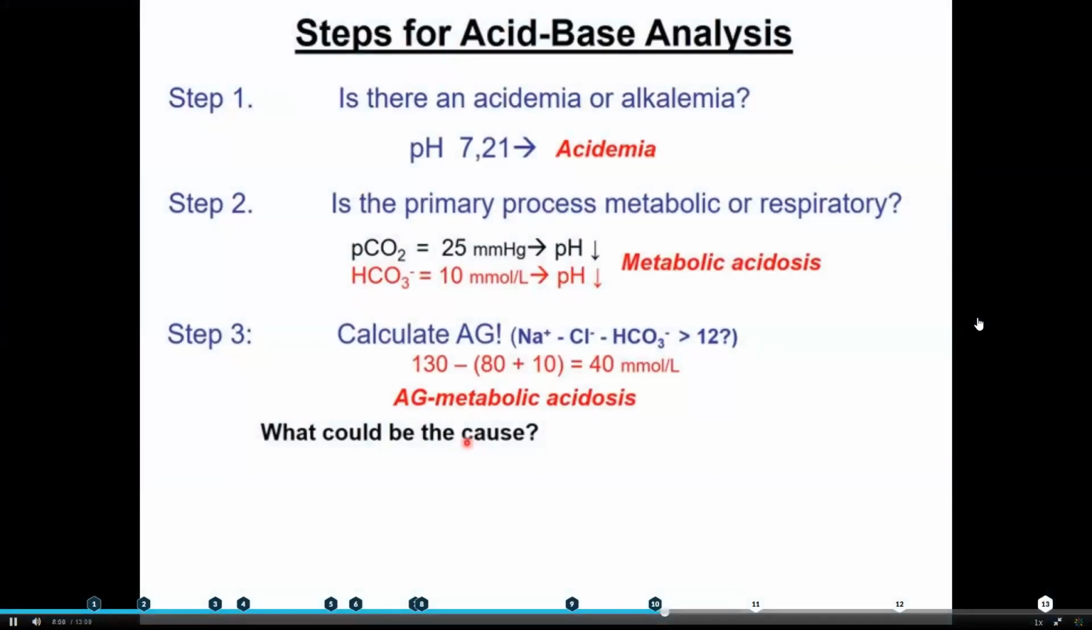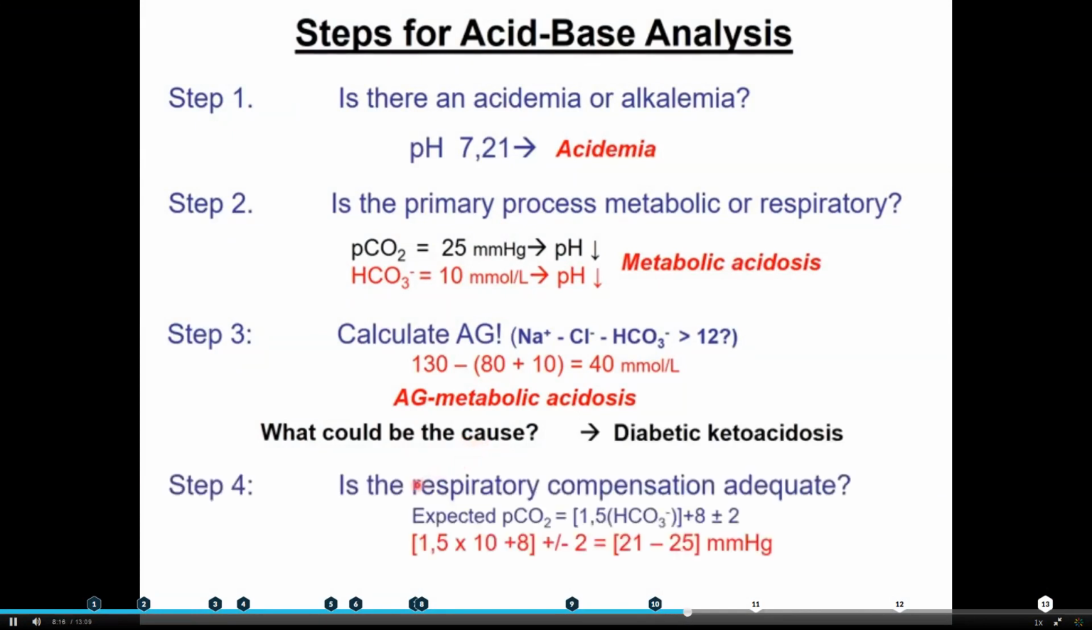Now, in our case, because this patient has type 1 diabetes mellitus, and especially she stopped the insulin administration, she has a very high chance to develop diabetic ketoacidosis. So if you measure the ketone bodies, possibly it's very high. Next one, the respiratory compensation: is it adequate or not?